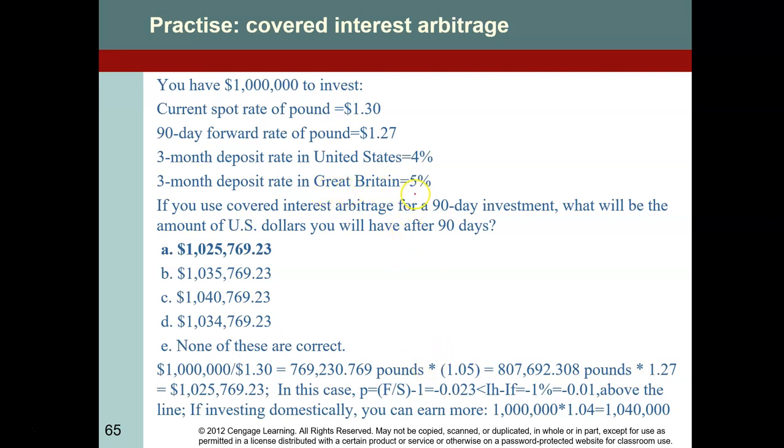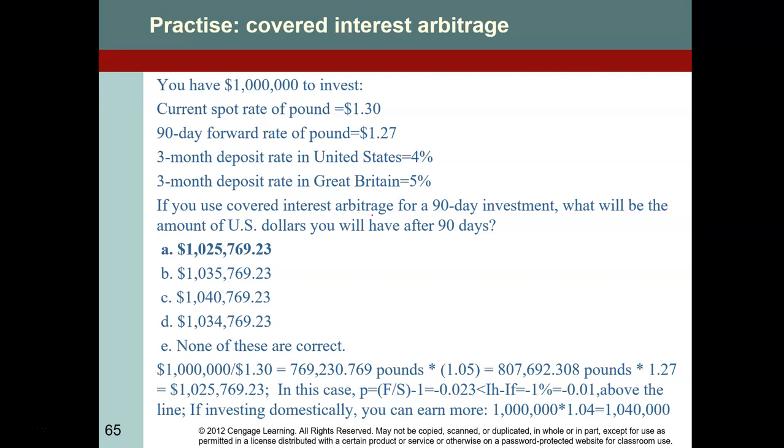And then we use these pounds and invest in Great Britain. So we have a 5% interest rate for 3 months. So we use 769,000 pounds multiplied by 1 plus 5%. So we have 807,000 pounds after 90 days. And then we use this locked forward rate, 1.27, to exchange pounds back to US dollars. So we use 807,000 multiplied by 1.27. So we have $1,025,769.23 in the end as our ending balance. Okay, option A is what we're going to have if we use this 1 million to do this covered interest arbitrage.